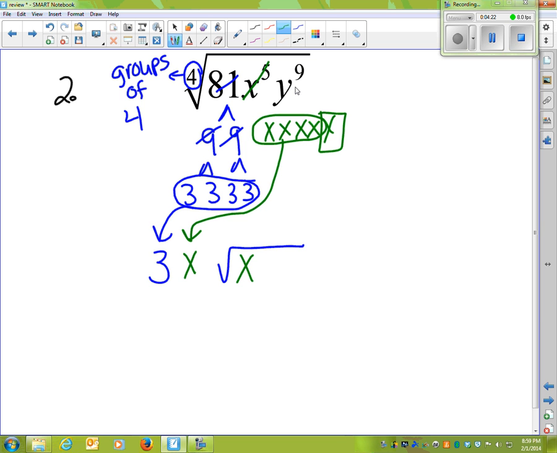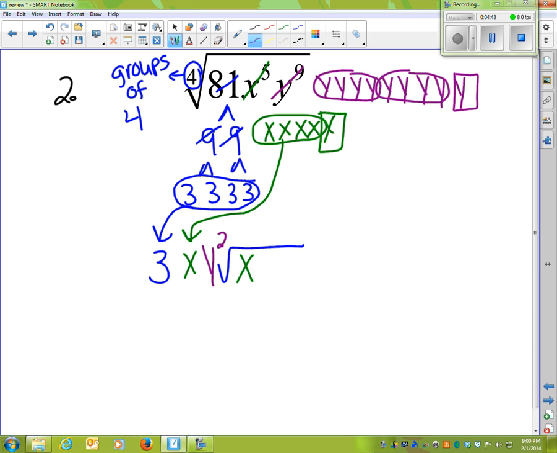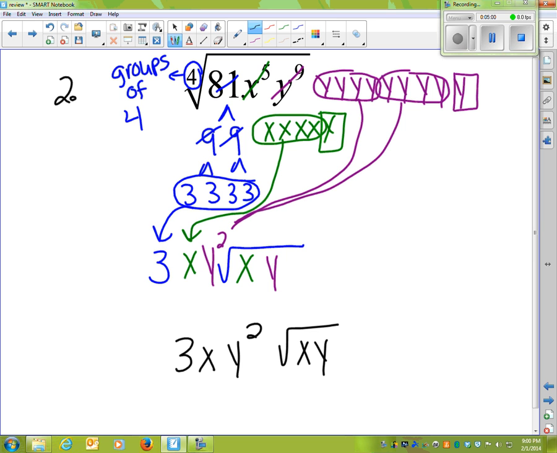Same thing now with y to the 9th. I wrote out 9 of them. I'm looking for groups of 4. So 1, 2, 3, 4. 1, 2, 3, 4, leaving me with 1 left over. I have 2 groups, so I need to pull out y squared, representing the 2, and leaving me with 1 on the inside. Let me rewrite the answer. 3x y squared square root of xy.